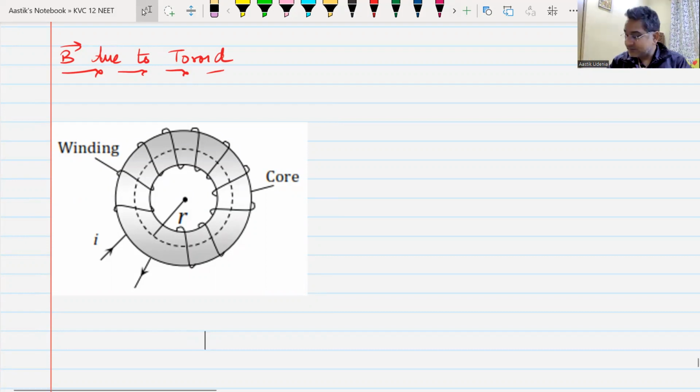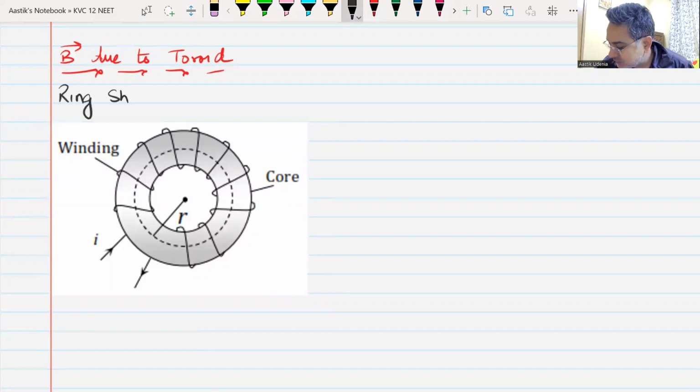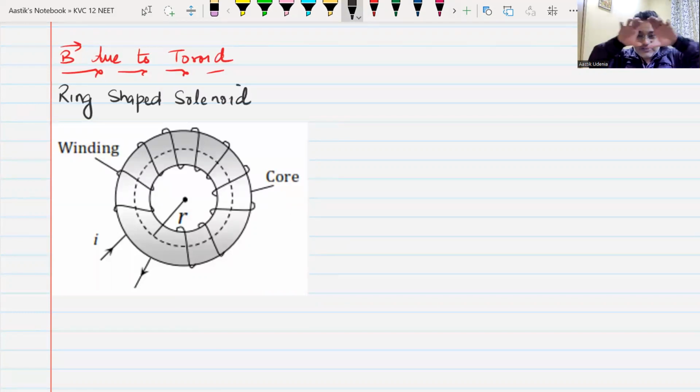Do we understand this? It's a ring-shaped solenoid. So basically, what I have done is I've taken a long straight solenoid and bent it, ding. Do you understand? This becomes a toroid, my dear friends.